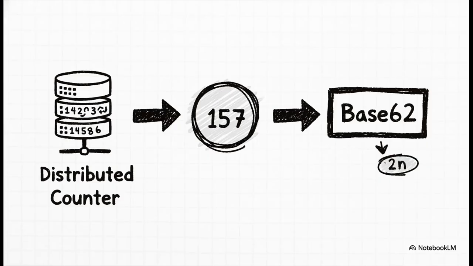So, the winning strategy is to use one of those counters, but a special distributed one that's spread across tons of servers to handle the load. Then, they take that unique number and encode it using something called base62. It's basically a clever way to use every character you can, numbers, lowercase letters, and uppercase letters, to cram the most information into the smallest possible space.